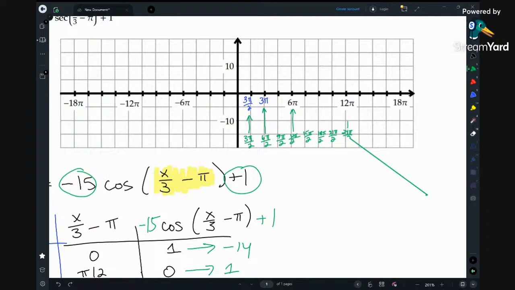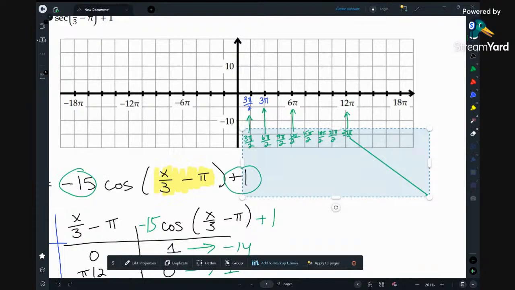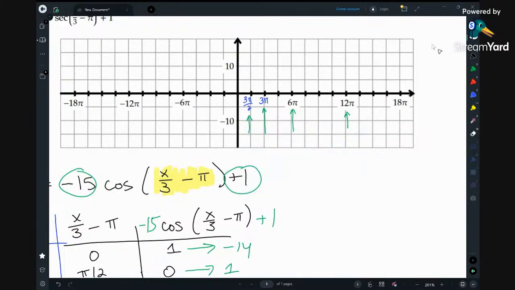But this guy right here is 24 pi over 2, which would simplify to 12 pi. So just want to emphasize we're skip counting by 3 pi over 2s.